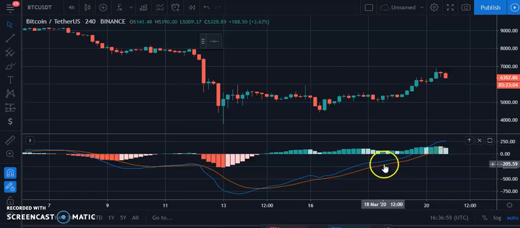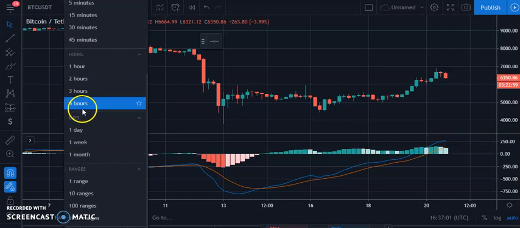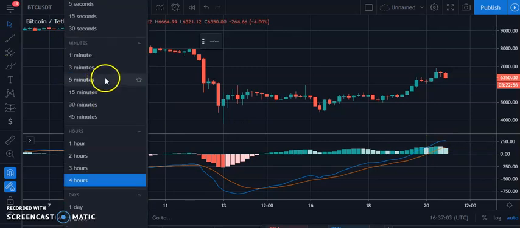Even though it has already crossed, we should be buying. All right, so let's just say we also want to analyze for another time frame. Let's say we want to analyze for daily.